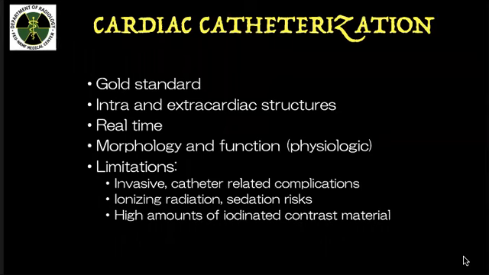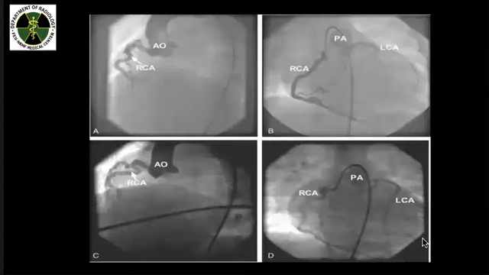Next is the cardiac catheterization. For this one, this is your gold standard. Intra and extra cardiac structures are being evaluated in here. It is also real time, for the morphology and function. The limitations are it is invasive, which may produce catheter-related complications, with use of ionizing radiation and sedation risks. And it uses high amounts of iodinated contrast material.